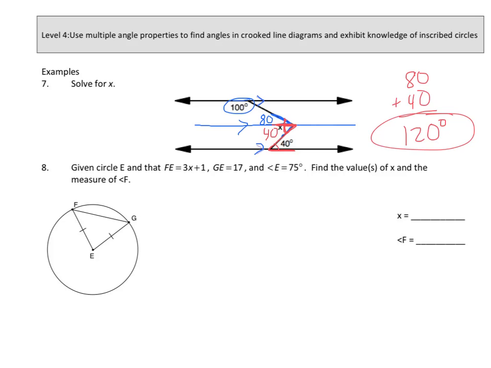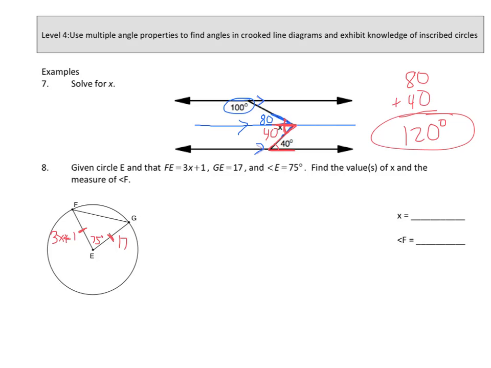In the next problem, we have an isosceles triangle inscribed in a circle. And anytime you have a triangle in a circle where two of the sides are radii, it will be isosceles because every radius in a circle is congruent, so those two sides would always be congruent. And they tell us that FE is 3x plus 1 and GE is 17. And the measure of angle E is 75 degrees. And we want to find the value of X and the measure of angle F.